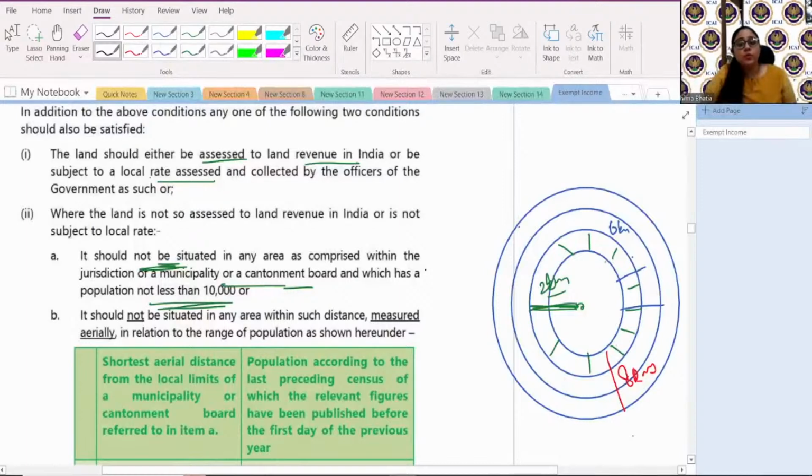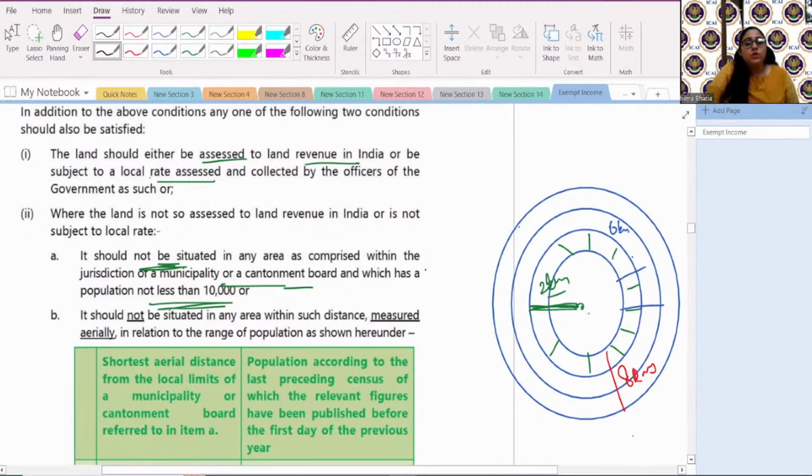Along with that, the land should not be situated within a 2 kilometer range from that cantonment area. If the land is situated there and the farm building is on that land, it would not be agricultural income from that farm building. Also, if the municipality or cantonment board population is more than 10,000 but up to 1 lakh, then the 2 kilometer area would qualify as a disqualification area.